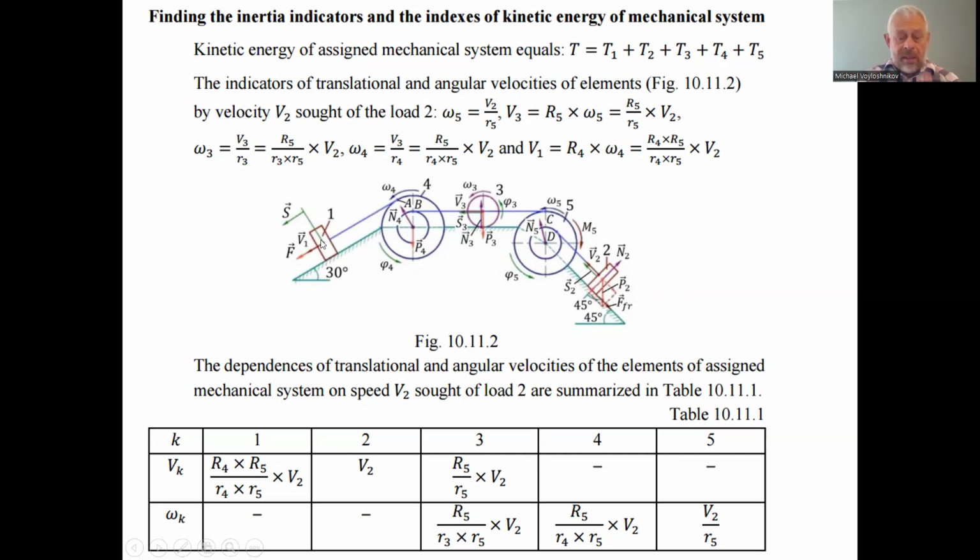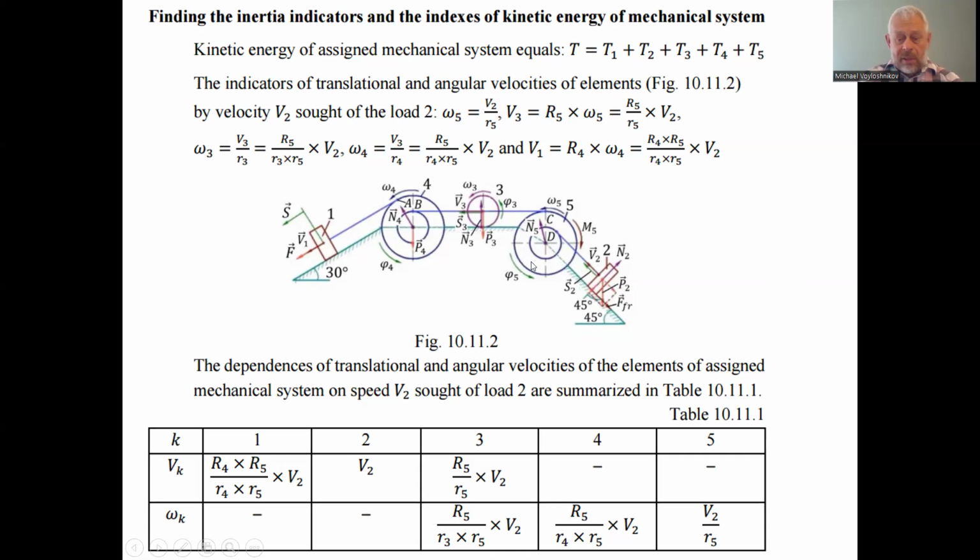the mechanical system. This is the velocity of the translational motion of the load 1, the angular velocity of the stepped pulley, the translational velocity, and the angular velocity of this roller when it moves along the horizontal surface, the angular velocity of this stepped pulley, and we redefine all these velocities by the velocity of load 2, which we have to find. Okay, so let's go from right to left.